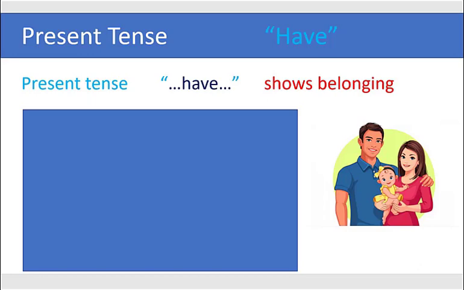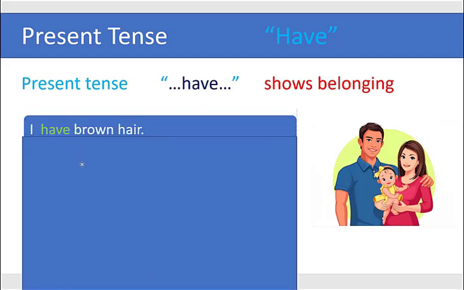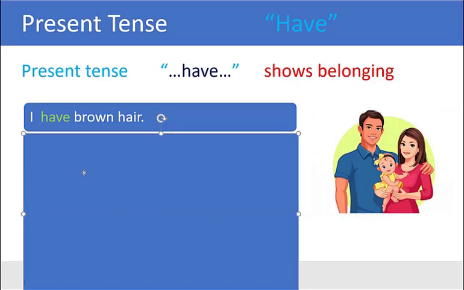Okay, let's now recap what we've learnt so far. We're looking at the verb to have in the present tense, and so far what we found is when we join it to the different people, it has stayed the same. So we have, I have brown hair. When I'm talking about myself in first person singular, I would say I have brown hair.